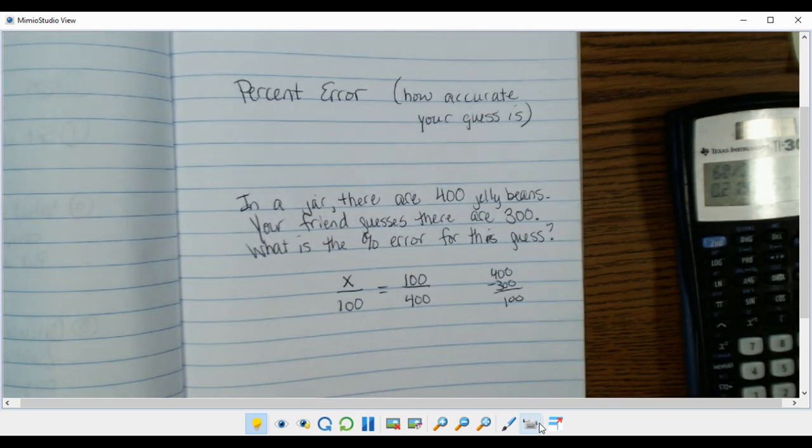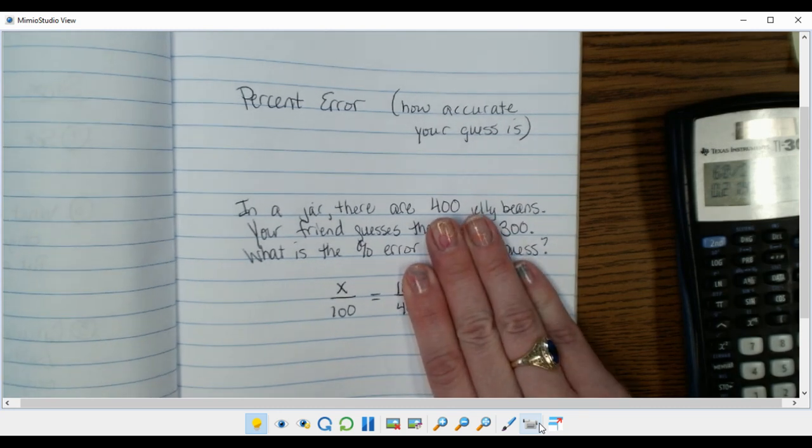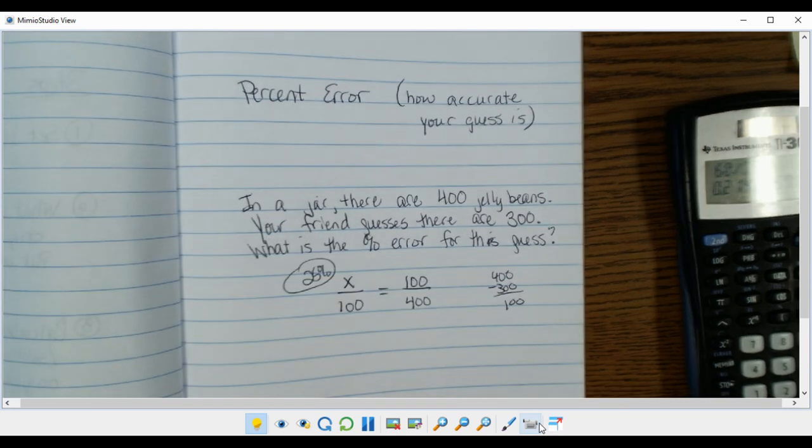Now, this is a case I would encourage you to not use the calculator. You know that 100 over 400 is 1/4, and I hope you know that 1/4 is 25%. If not, do the cross multiply divide thing. So this guess was off by 25%, which means it wasn't really all that close. If my percent error was maybe 7%, I'd say that was a pretty accurate guess. And if my percent error was like 52, yeah, that was a pure guess. That wasn't even close.